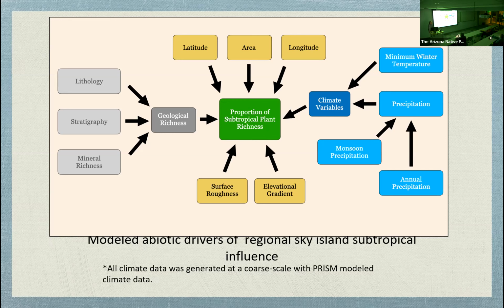We also looked at longitude. We looked at area, the logarithm of the total area or the size, the number of hectares or acreage for each sky island. A lot of this data was conducted in a GIS with spatial analysis or zonal statistics. Then we also looked at elevational gradient. And what we mean by that is the difference between the minimum elevation and the maximum elevation of the range.